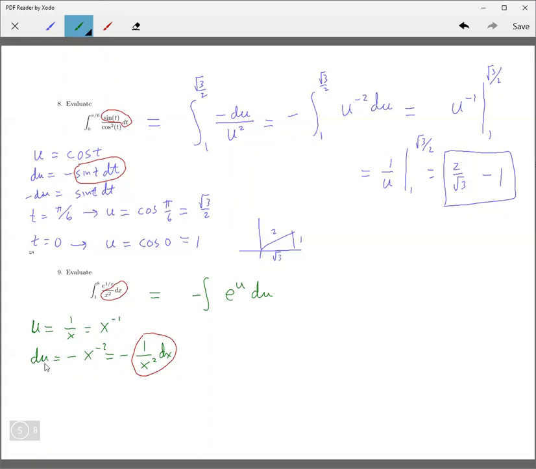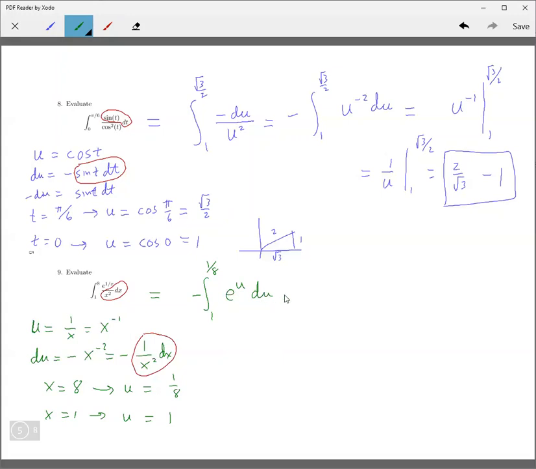Now, the limits are x equals 8 and x equals 1. So u is 1 over 8, and here u is 1 over 1, which is going to be 1. So you're going to go from 1 to 1 over 8. Okay, so that's how those get replaced.